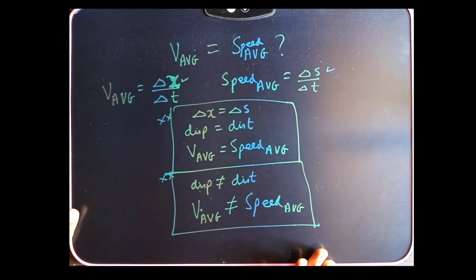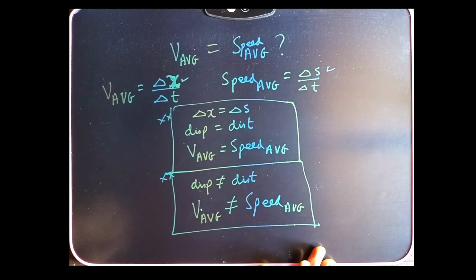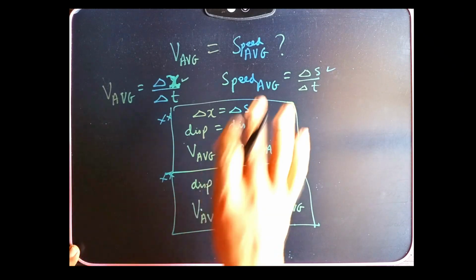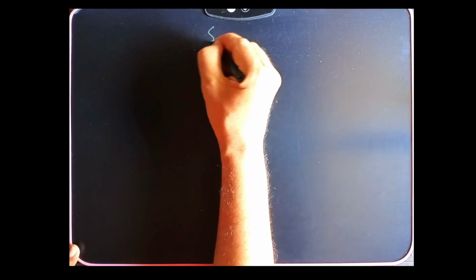So this is clear. We have today talked about velocity. We have seen how average velocity is different from instantaneous velocity. Then we compared average velocity with average speed. So let us summarize it now. Summary.